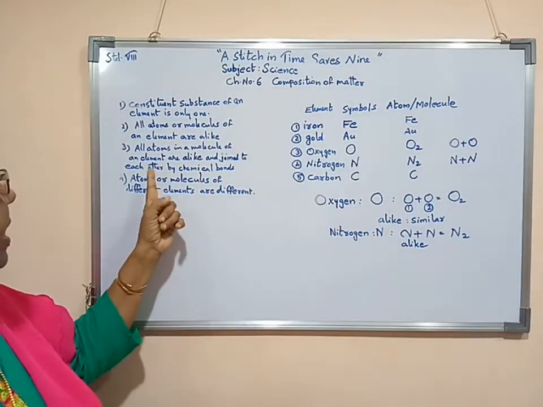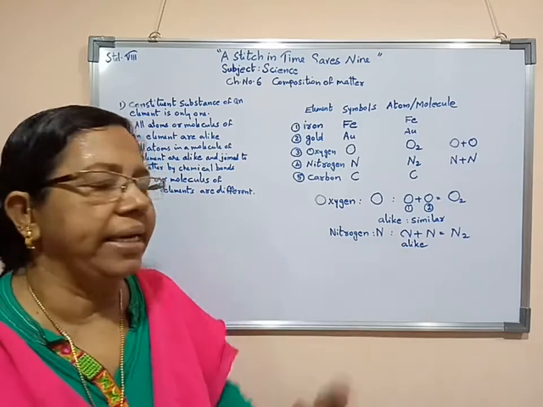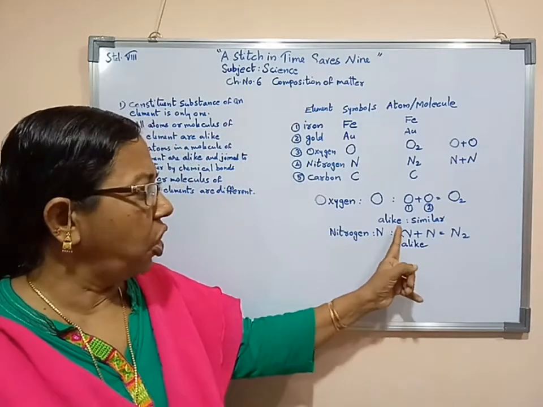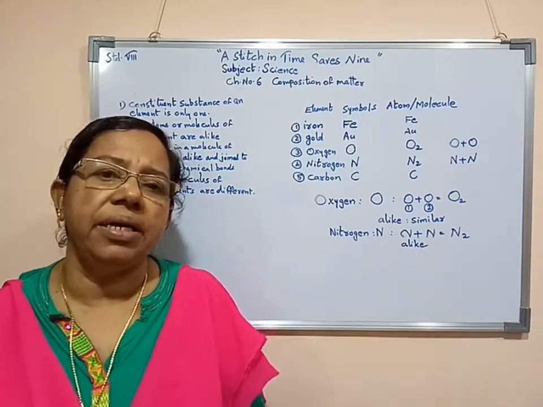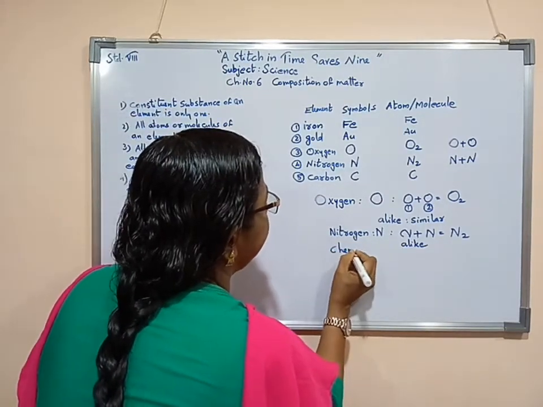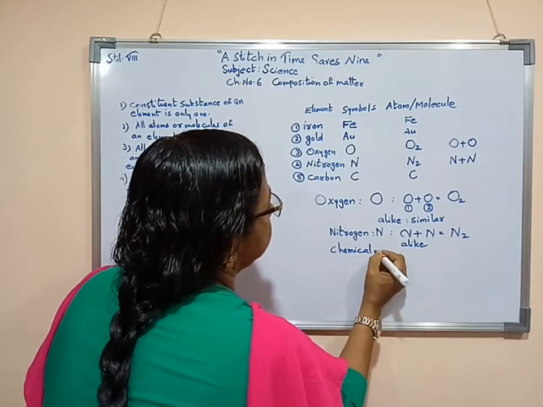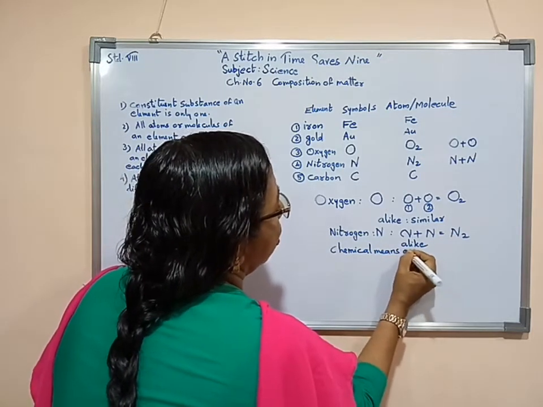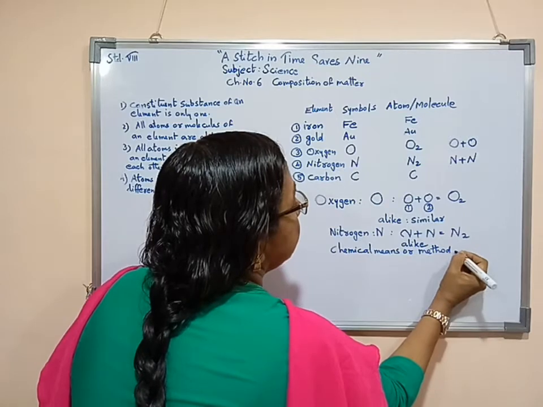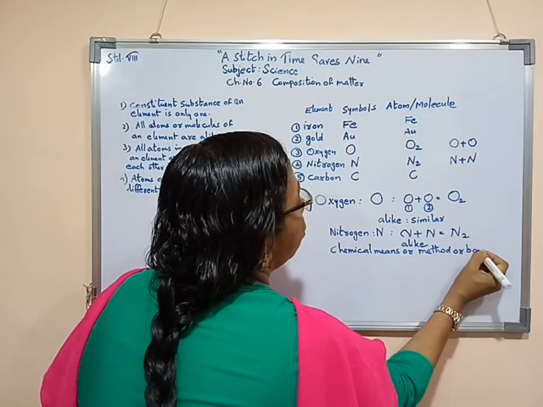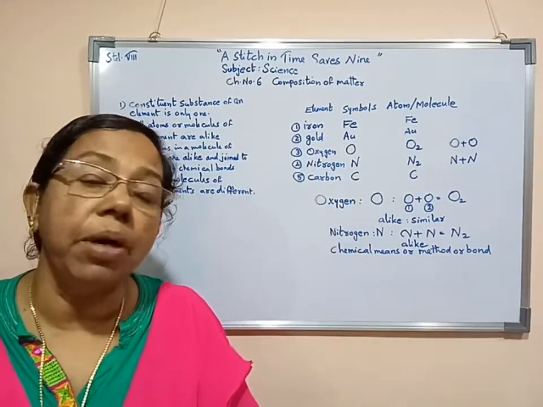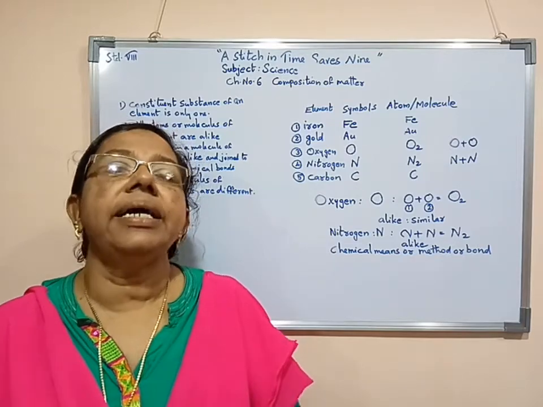One more thing is said here: such joining of nitrogen is not possible by a physical method. This joining of nitrogen to nitrogen happens by chemical bonds, or we can say by chemical means, by a chemical method, or by chemical bond formation. So oxygen joining with oxygen is not a simple process. It is not a physical process. It is a chemical process.